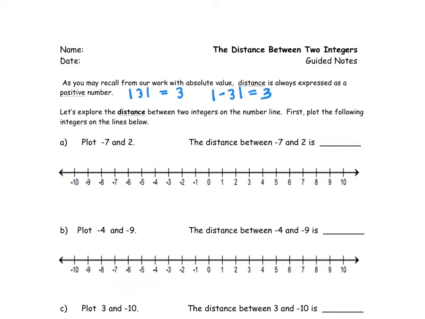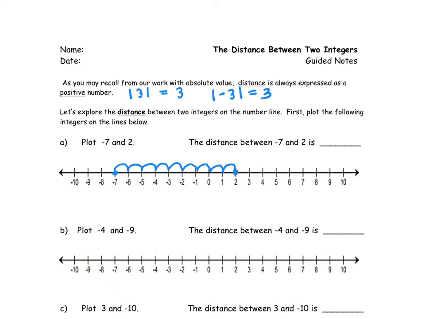So if you recall, when they ask us to plot, we put a point or a dot right on the number line above the number that they give us. And I'm also going to plot positive 2. They're now asking me to find the distance between negative 7 and 2. So if I count from negative 7, it's going to look like this. 1, 2, 3, 4, 5, 6, 7, 8, 9 until I get to 2. So that was a count of 9.